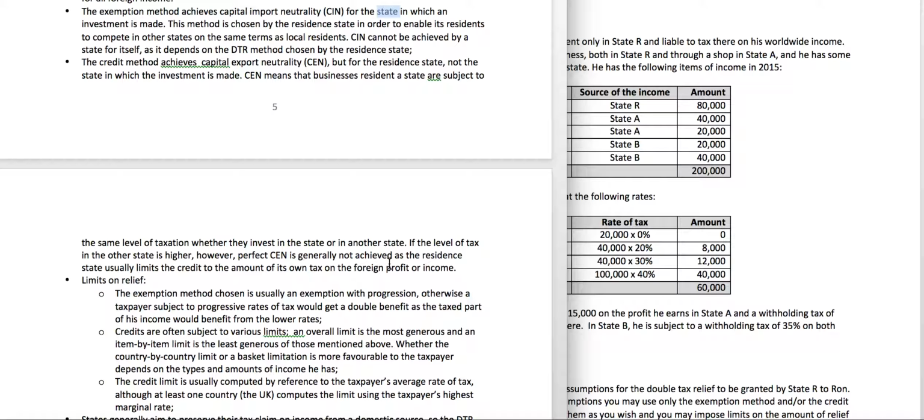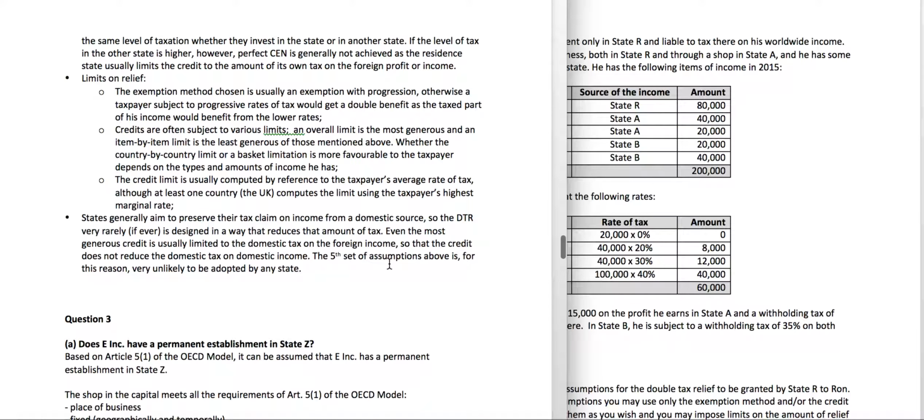Capital import neutrality cannot be achieved by the state itself, as it depends on the double tax relief chosen by the resident state. Credit method achieves capital export neutrality, but for the resident state, not for the state where the investment is made. Capital export neutrality means that the business resident in a state is, in terms of state tax, subject to the same level of taxation whether they invest in the state or in another state.